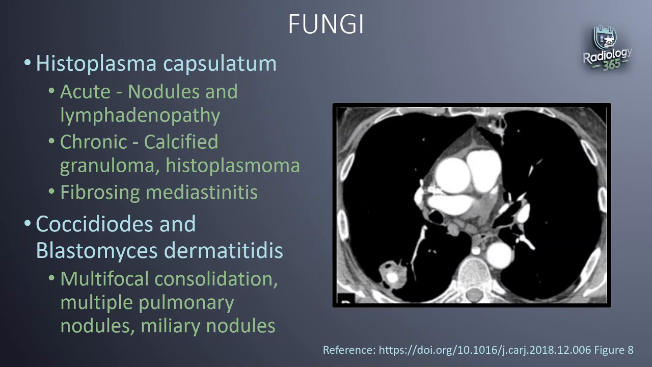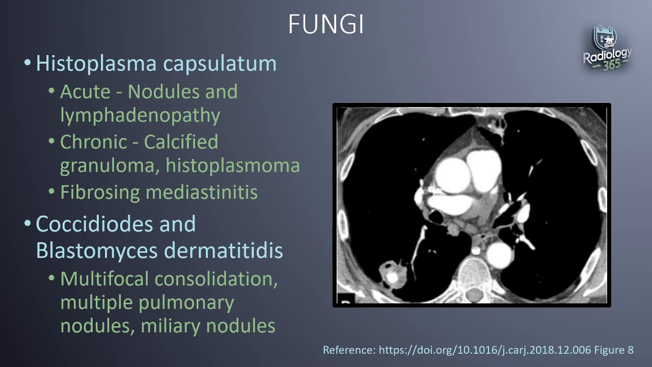Coccidioidomycosis is found in the southwestern United States and has a variety of radiologic appearances, including multifocal consolidation, multiple pulmonary nodules, and miliary nodules. These descriptions we have seen in previous lessons. Blastomyces dermatitidis is found in the central and southeastern United States. And infection is usually asymptomatic, but it may present as flu-like illness that can progress to multifocal consolidation, ARDS, or miliary disease similar to Coccidioides. And again, these radiologic findings have been discussed in previous lessons.